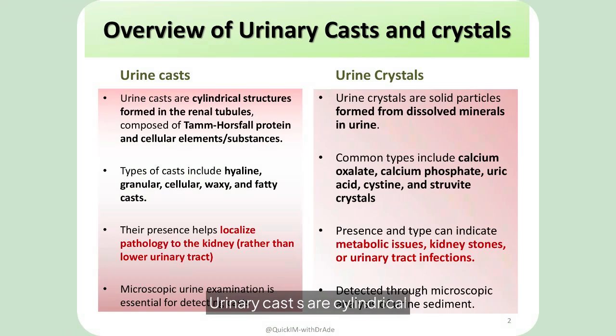Urinary casts are cylindrical structures formed in renal tubules, composed of Tamm-Horsfall protein and cellular elements. Their presence localizes pathology to the kidney, rather than the lower urinary tract. Urine crystals are solid particles from dissolved minerals, indicating metabolic issues or infections. Microscopic examination is essential for detection. Let's now explore a more in-depth analysis, beginning with urinary casts.